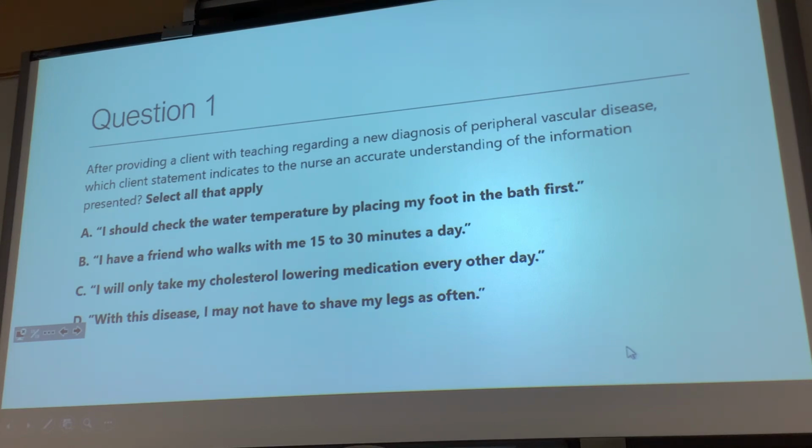What do you guys think? B? Yep. And then there's one other one. Not A. D? Yep. So A, they shouldn't put their foot in first. Just with PVD, they have decreased sensation, and so it might be scalding hot. And then we want to keep them walking. And then for cholesterol, if they're on a medication, you want them to take it every single day, not just every other day. And then D, because of the decreased blood flow and poor perfusion, their leg hair doesn't grow as fast, so it's minimal.